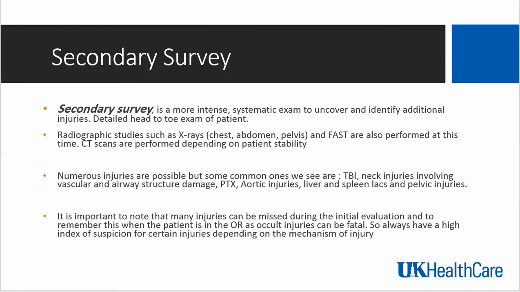Numerous injuries are possible, but some common ones that we see are TBI, traumatic brain injury, neck injuries involving vascular and airway structure damage, pneumothorax, aortic injuries, liver and spleen lacerations, as well as pelvic injuries. It is important to note that many injuries can be missed during the initial evaluation, and to remember this when the patient is in the OR, as missed injuries can be fatal. So always have a high index of suspicion for certain injuries depending on the mechanism of the injury.